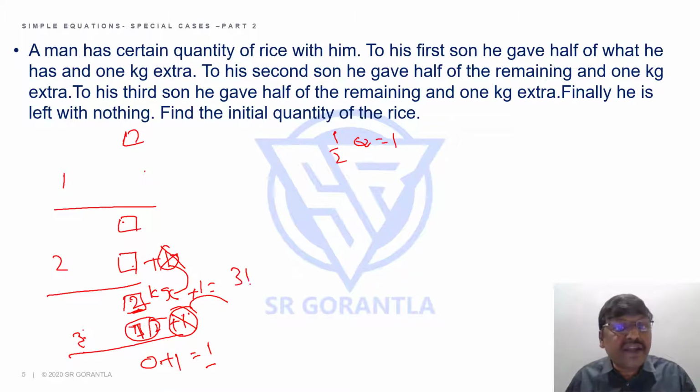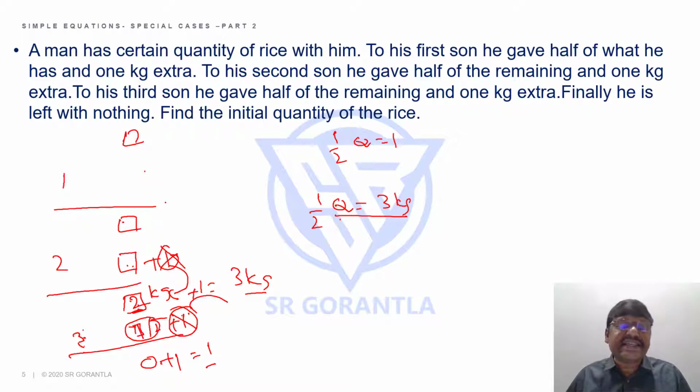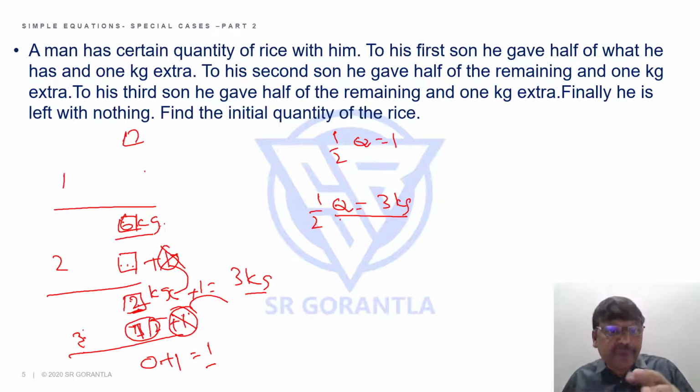Then the father would have had 3 kilograms. The father would have been left with 3 kilograms had he given only half of what he had to the second son. If I give you half, I will be left with half. If the father had given half to the second son, he would be left with half. If half is 3 kilograms, what is the total? 6 kilograms. So the father had 6 kilograms when he came to the second son. Out of this, half will be 3 kilograms. Because he is giving 1 kilogram extra, he is left with 2 kilograms, right?